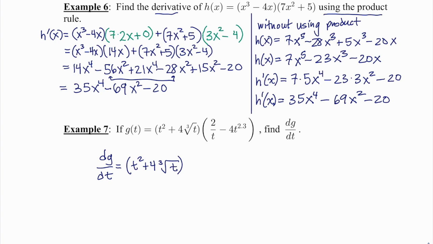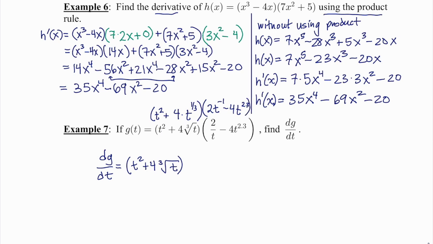It's going to help us quite a bit to rewrite g itself so that we can see what the powers are on t. So that first factor would be t to the 1/3 times 4 plus t squared. And then the second factor, remember when there's a t in the denominator, that's the same as t to the negative 1. So I could rewrite that as 2t to the negative 1 minus 4t to the 2.3.